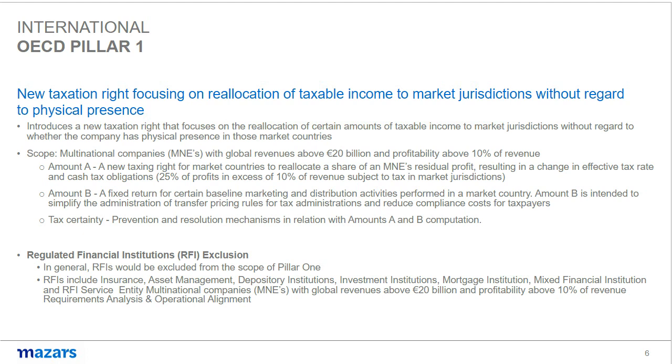Pillar 1, which is very limited in scope, is only going to apply to multinationals that have 20 billion in revenue and a profitability of at least 10%. But Pillar 1 introduces a new taxing right for so-called market jurisdictions, which are basically jurisdictions where you have consumers and users, but there's no physical presence of the multinational. In connection with this right, a share of the multinational's profit would be reallocated to those market jurisdictions.